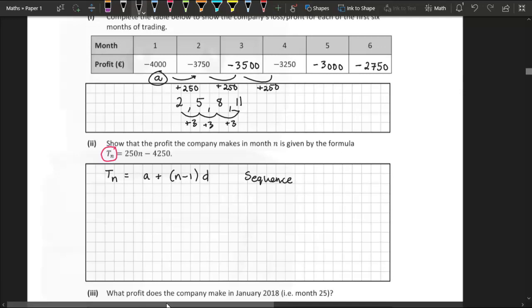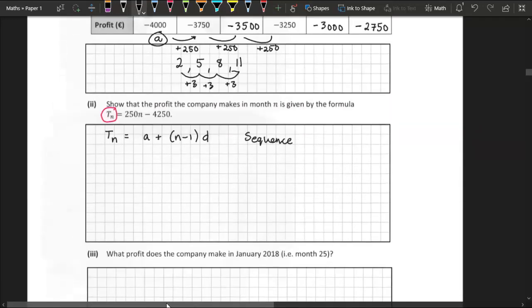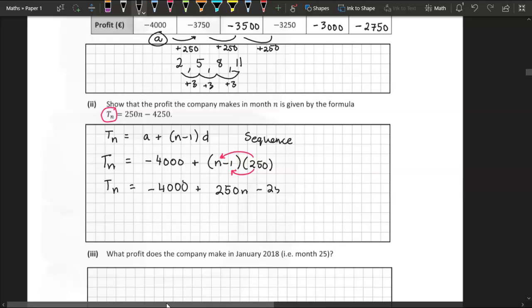So back down here in our formula, what we're going to do is Tn is equal to a, which is always our first term, which is minus 4,000, plus (n minus 1), multiplied by d, which is the difference, and the difference here is 250. Now what you're going to have to do is try and multiply this out. So Tn is equal to minus 4,000. And in this, you're going to take the 250 and multiply it by n. You're also going to take the 250 and multiply it by minus 1. When you do this, you're going to get 250n. And then when you do the 250 by the minus 1, you're going to get minus 250.